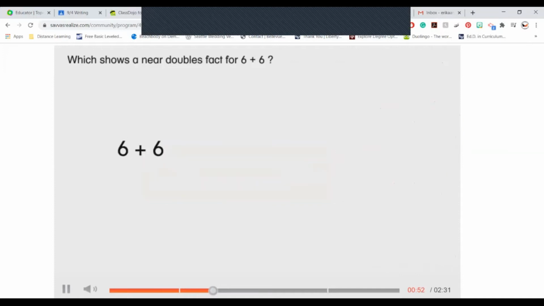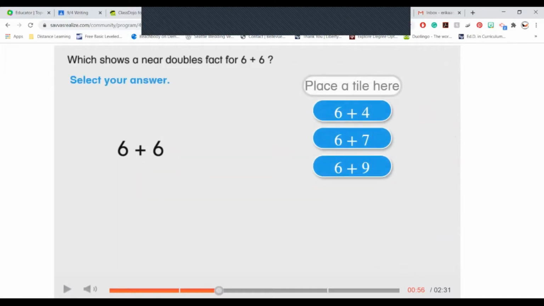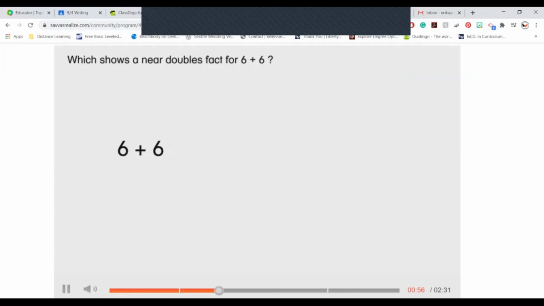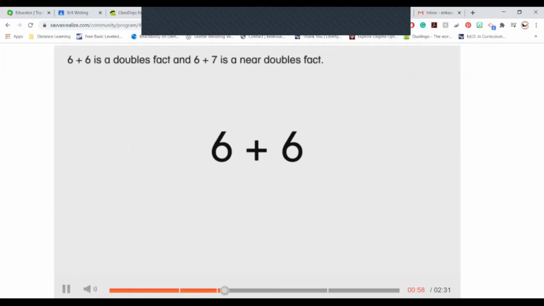Which shows a near doubles fact for 6 plus 6? Select your answer. Well, 6 plus 4, 4 is 2 less. 6 plus 7, 7 is 1 more. And 6 plus 9, 9 is 3 more. So the closest one is 6 plus 7. 6 plus 6 is a doubles fact, and 6 plus 7 is a near doubles fact.